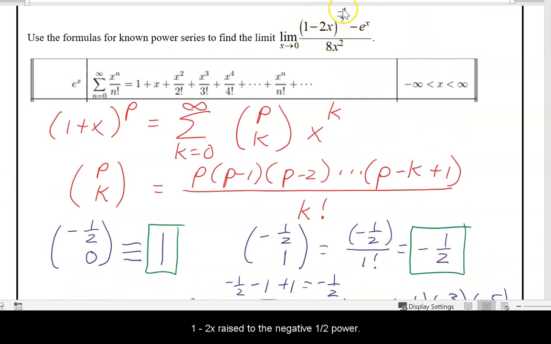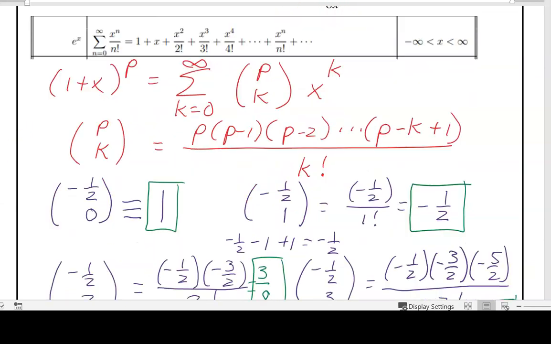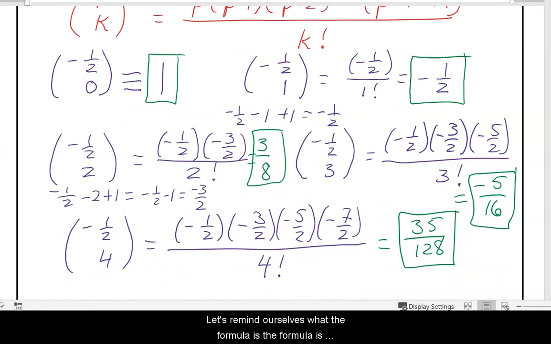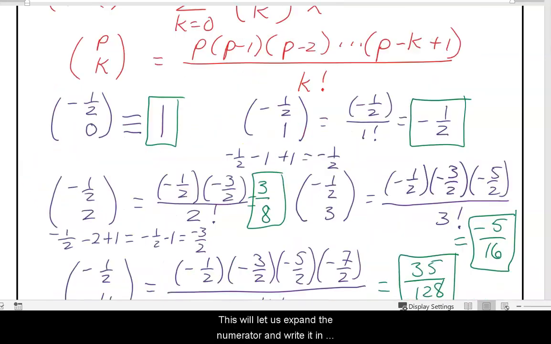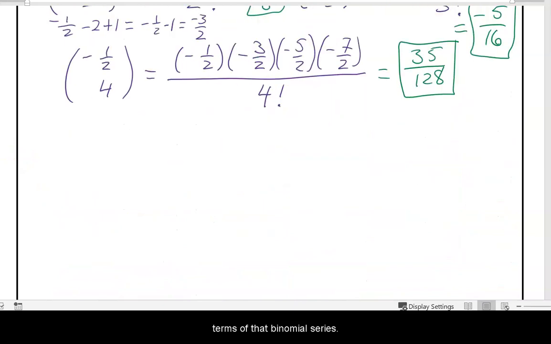Now we're ready to write the binomial representation for the first part of this limit, the 1 minus 2x raised to the negative 1/2 power. Let's remind ourselves what the formula is. The formula is we will take each coefficient in turn and multiply it by x to the kth power. This will let us expand the numerator and write it in terms of that binomial series.